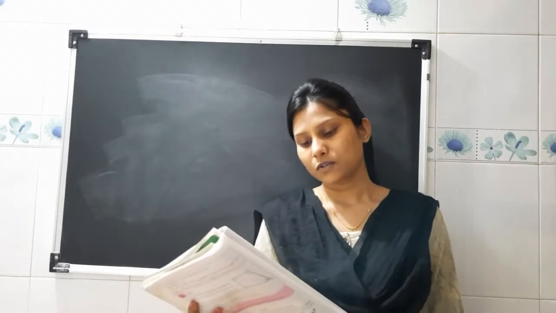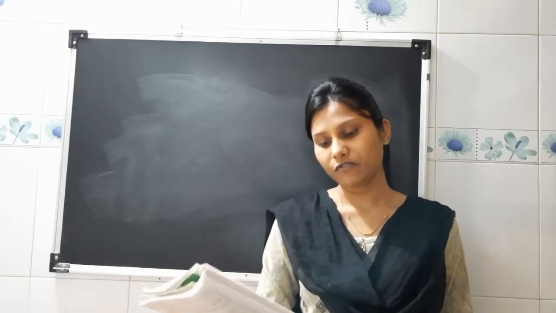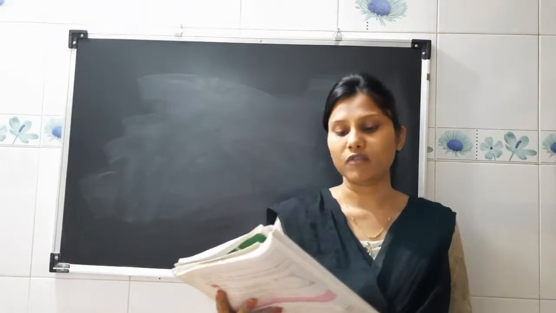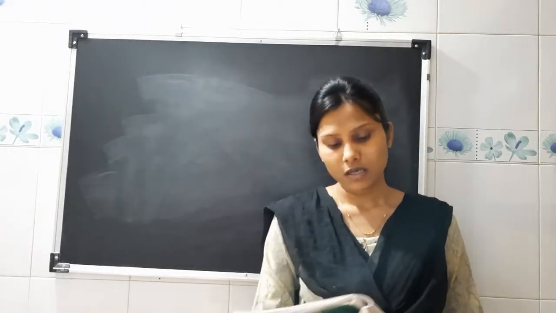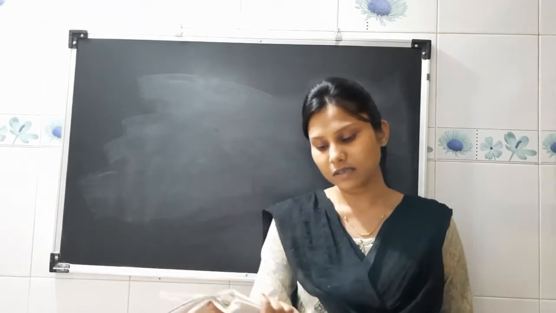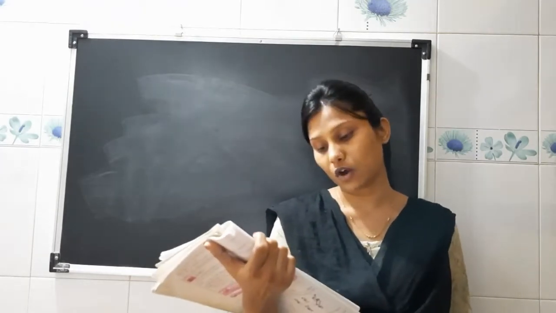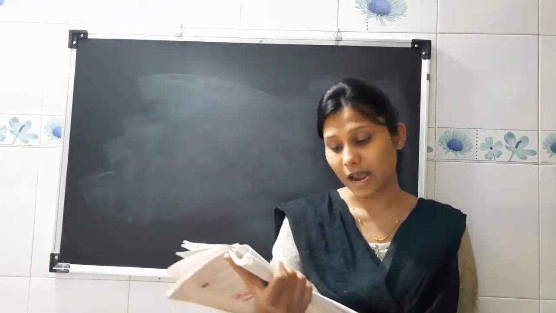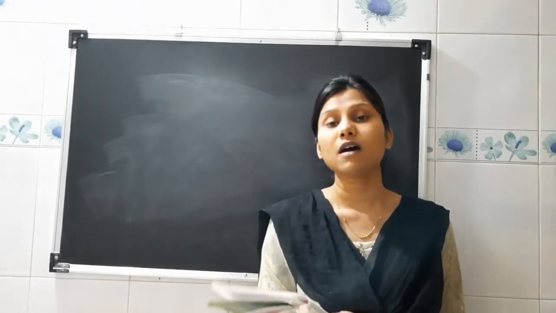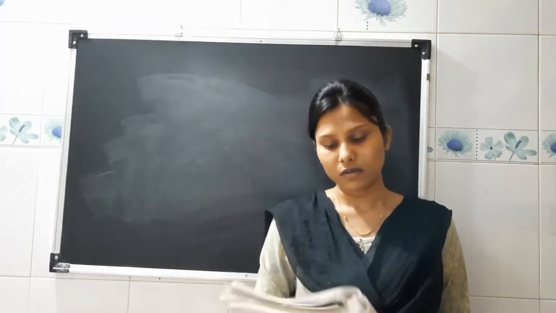Practice set 37. See, observe the figures below and find out their names. They have given you different types of polygon figures, and you have to write their names. The first is, see, count the sides and angles of the given figure. There are 1, 2, 3, 4, 5 sides and 5 angles. So it is a pentagon. The first figure is a pentagon.